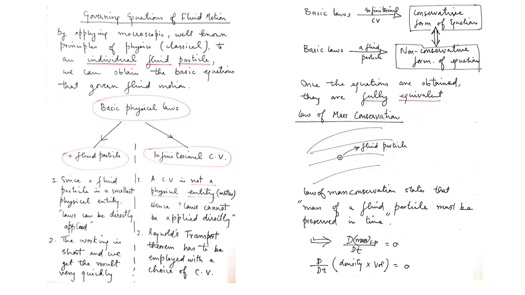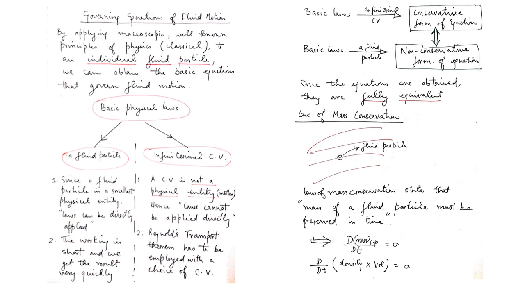So the equations that I get with these basic laws, and basic laws application to fluid particle or infinitesimal CV, they have slightly different forms. So one is non-conservative and other is conservative form of equations. But once the equations are obtained, they are fully equivalent. Okay, so this is something very important. Once the equations are obtained, they are fully equivalent. Right. Now let us start with the law of mass conservation.